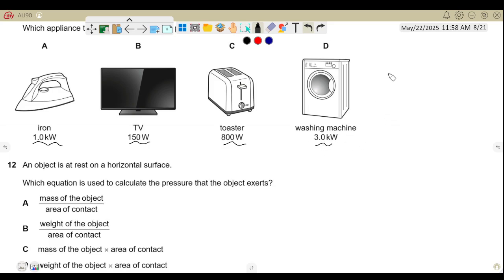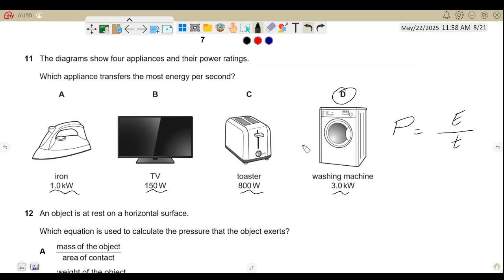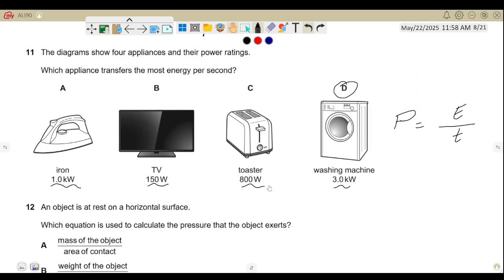Because of what? Because the power, as we already have seen, is the rate of energy divided by time. So if we fix the time, we see that the power is directly proportional to the energy. That means the answer for this question is D. So the appliance that transfers the most energy per second is the washing machine.